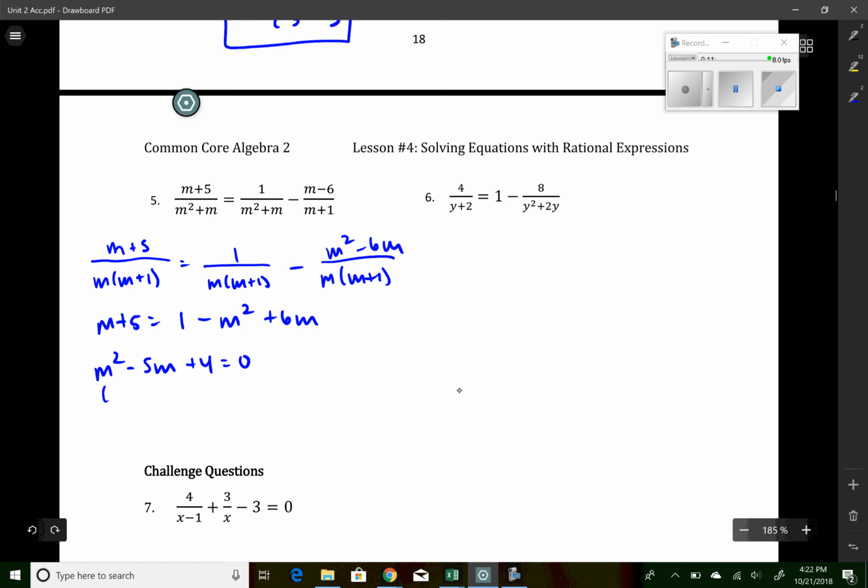Do some factoring. M minus 4, m minus 1. So that gives me m equals 4 and m equals 1, both of which check. So my solution here is just m equals 1 and 4.